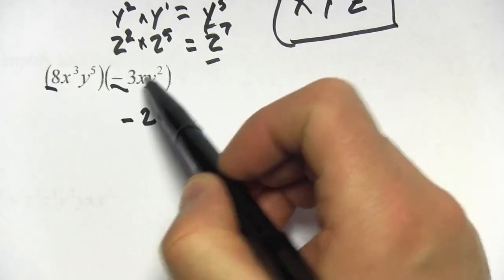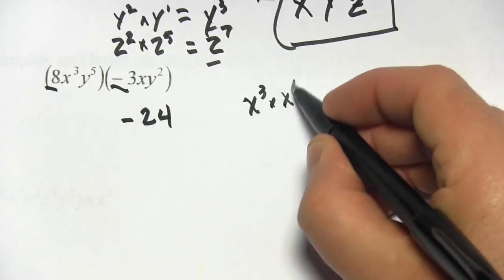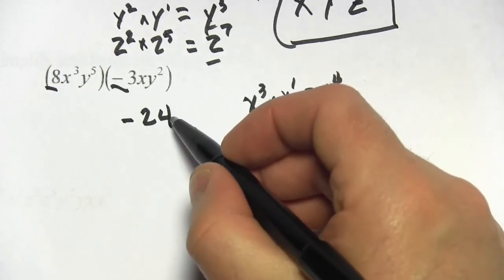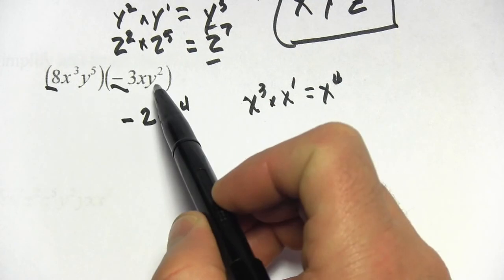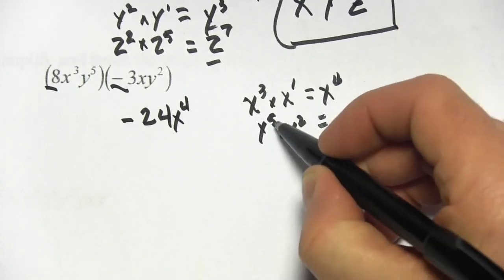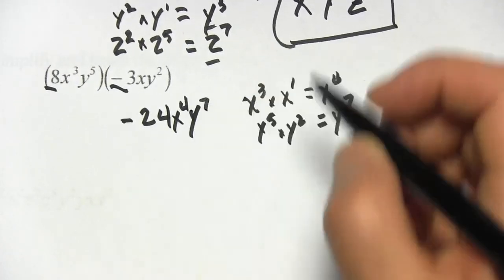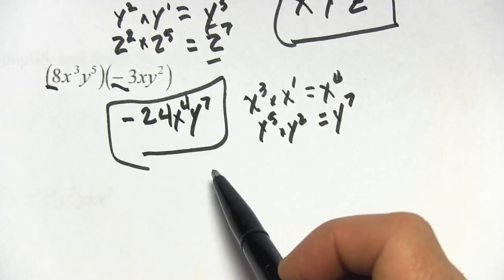Then we have x to the 3rd times x. So think of that as x to the 3rd times x to the 1st. Adding the exponents, we get x to the 4th. So that's part of our answer, x to the 4th. And we'll do the same thing for the y's. We have y to the 5th and y to the 2nd. 5 plus 2 is 7, so this is y to the 7th. And we add that onto our answer as well. And finally, we get negative 24 x to the 4th, y to the 7th.